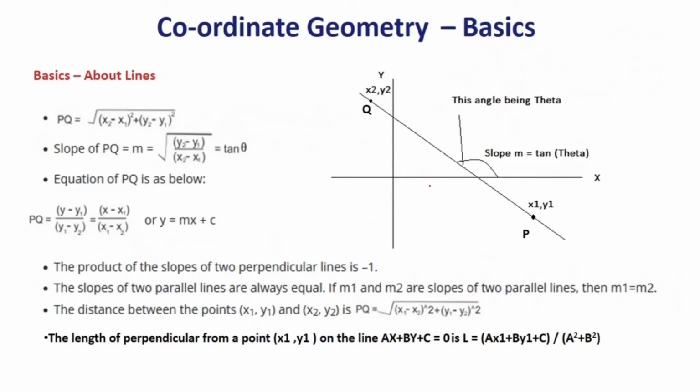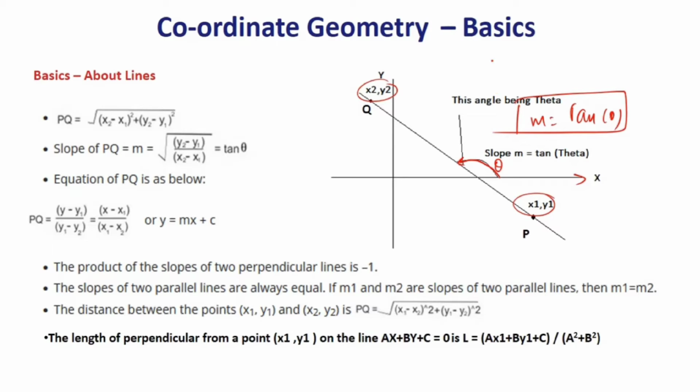Next bit is about lines. About lines, there are a few things you want to understand. Whenever you have a line, which basically is joining 2 points P and Q, the angle that the line makes with the positive x-axis, let's say that angle is theta, then tangent of that angle is also called the slope of the line. So that is how the slope of the line is defined, right?